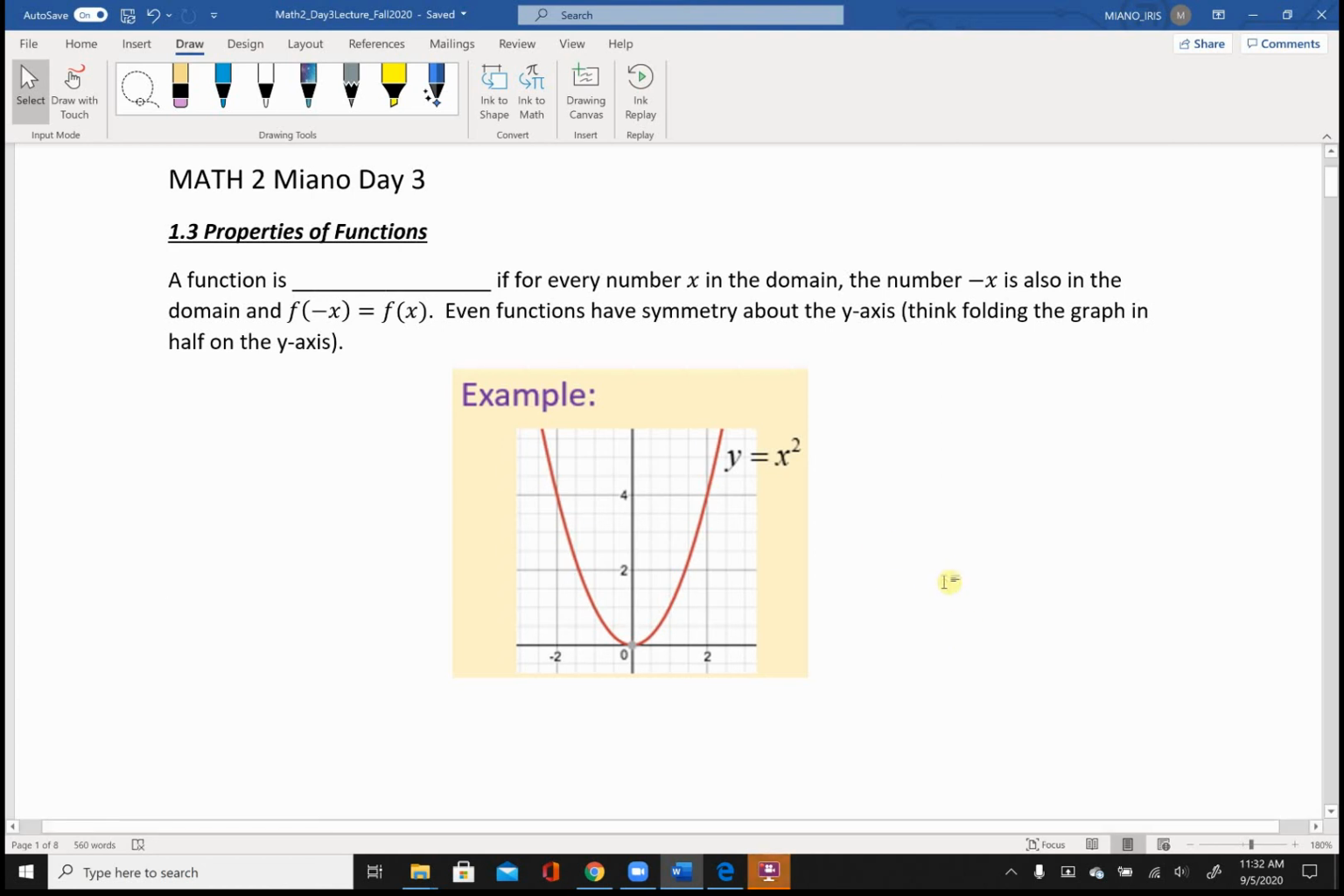We are in day 3 of Math 2 Pre-Calculus. I will be covering 3 sections, starting with section 1.3 on properties of functions. We will also be talking about piecewise defined functions in 1.4 and graphing transformations in 1.5.